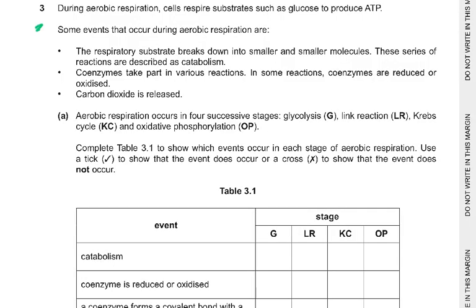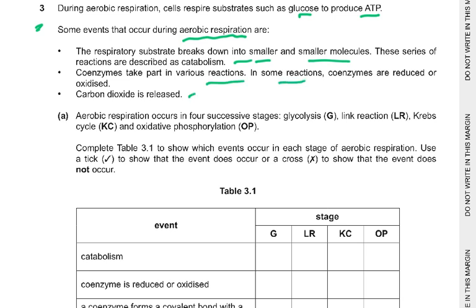During aerobic respiration, cells respire substrates such as glucose to produce ATP. Some events that occur during aerobic respiration are: number 1, the respiratory substrate breaks down into smaller and smaller molecules. This series of reactions is described as catabolism. Coenzymes take part in various reactions. In some reactions, coenzymes are reduced or oxidized.